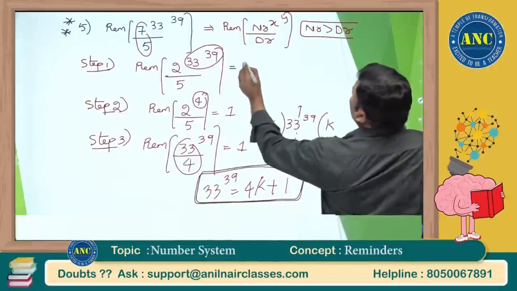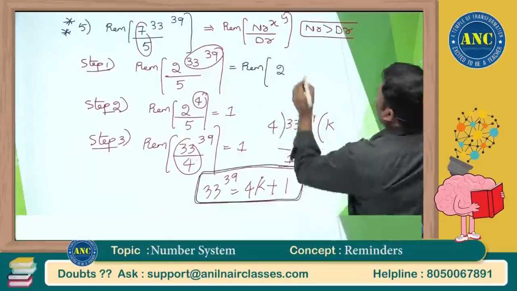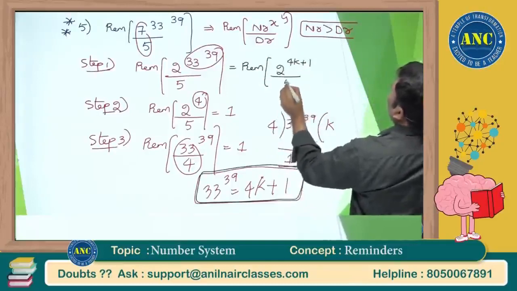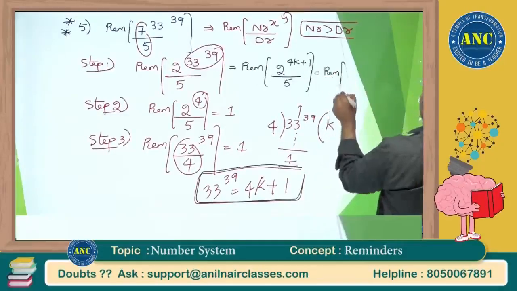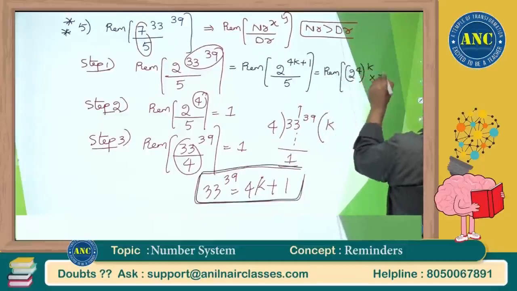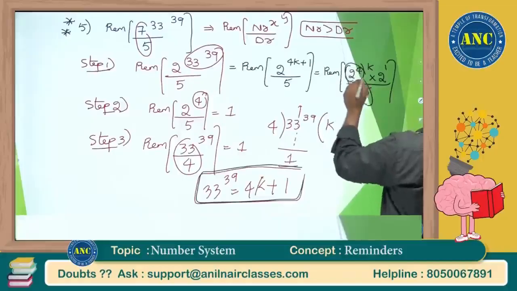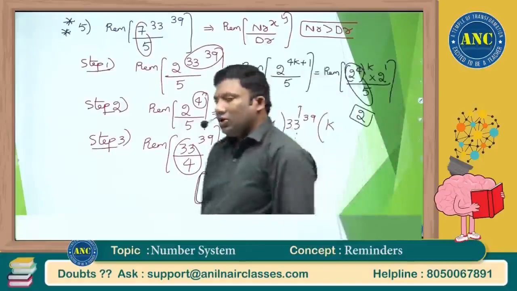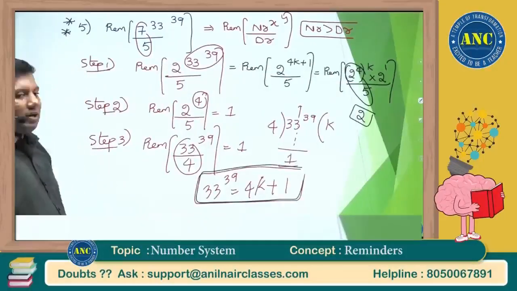So 33 power 39 is of the form 2 power 4k plus 1 when divided by 5. This is nothing but 2 power 4 power k into 2 power 1 divided by 5. 16 divided by 5, remainder 1. 1 into 2, answer is nothing but 2.